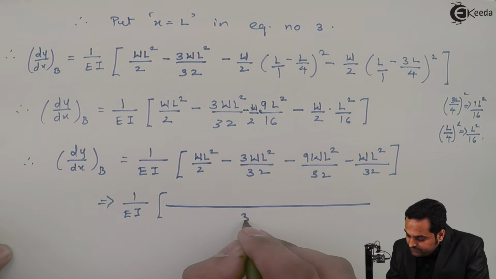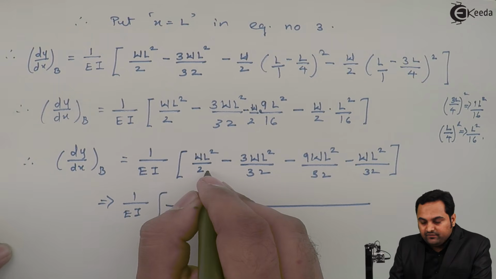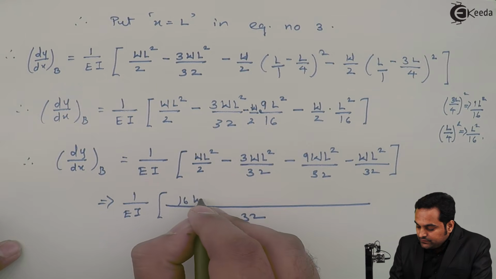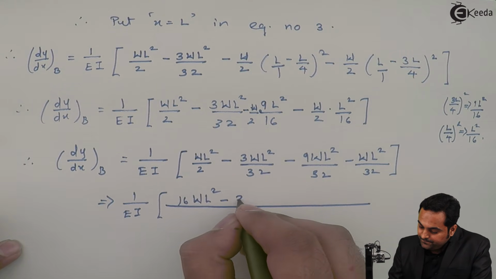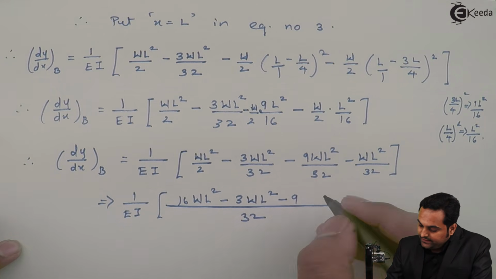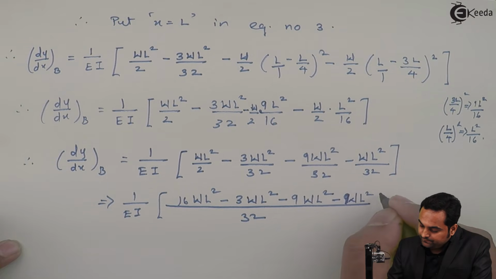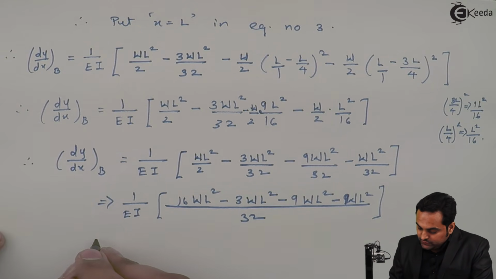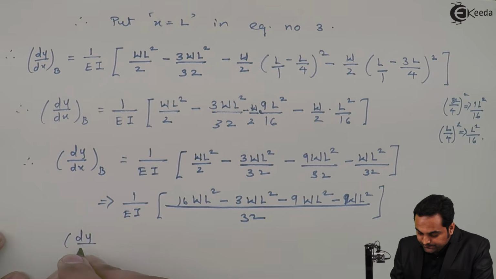here I can take 32 as the LCM. So I'll have to multiply with 16 here. So numerator will also get multiplied by 16. So 16 WL square minus 3 WL square minus 9 and minus 1. So on simplifying this, here we have 16 minus 3 minus 9 minus 1. So that becomes 3. So dy by dx at B is equal to 3.